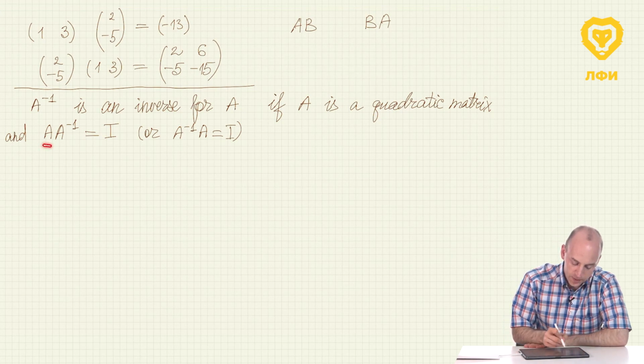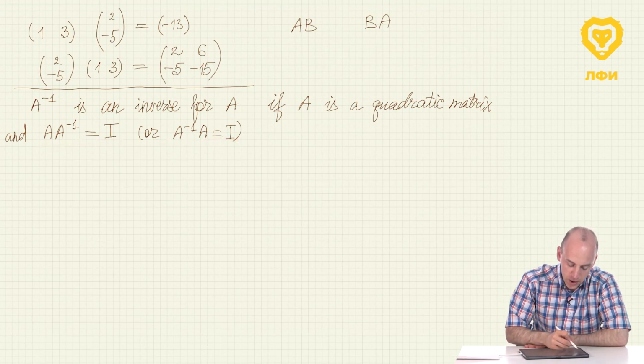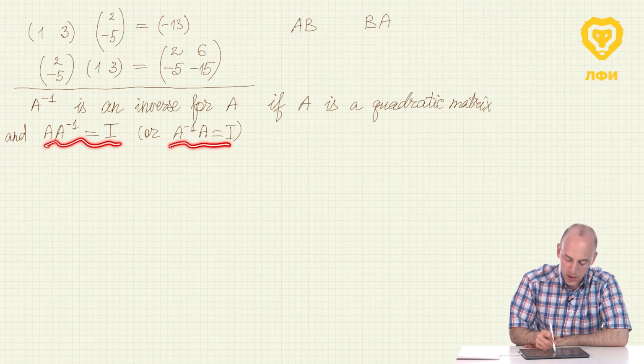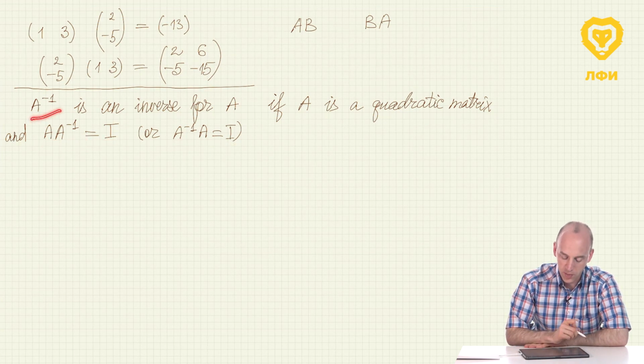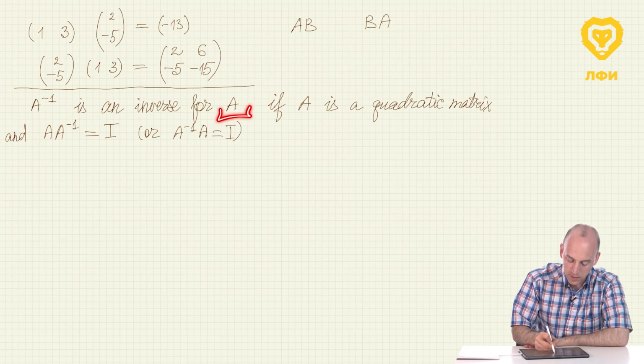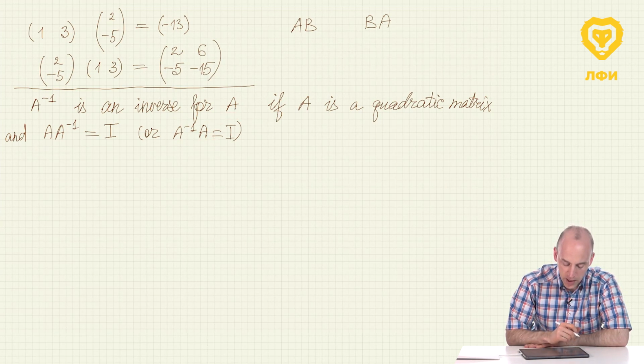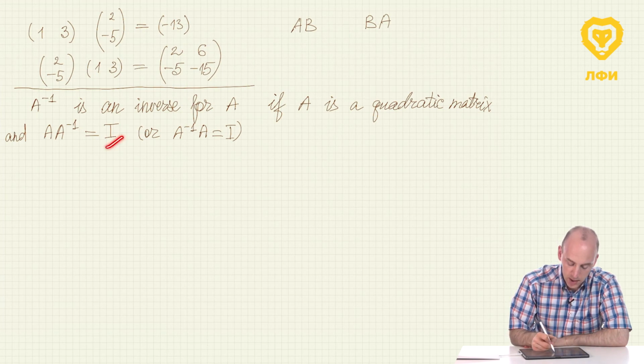So here, in fact, it is sufficient that at least one of the equalities holds, and then we can call such a matrix an inverse matrix. So it is a matrix that if we multiply it by the initial one from any side, either from the left side or from the right side, the result yields an identity matrix.